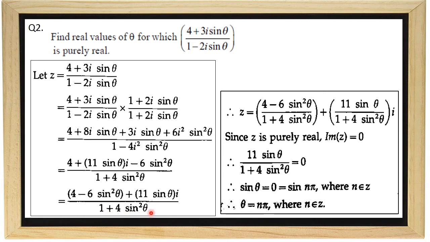Therefore z = (4 − 6 sin² theta)/(1 + 4 sin² theta) + (11 sin theta)/(1 + 4 sin² theta) i, separating the denominator for each term. Now given that z is purely real, the imaginary part of z is equal to 0. That means 11 sin theta/(1 + 4 sin² theta) = 0, so sin theta = 0, then theta = n pi, where n is any integer.